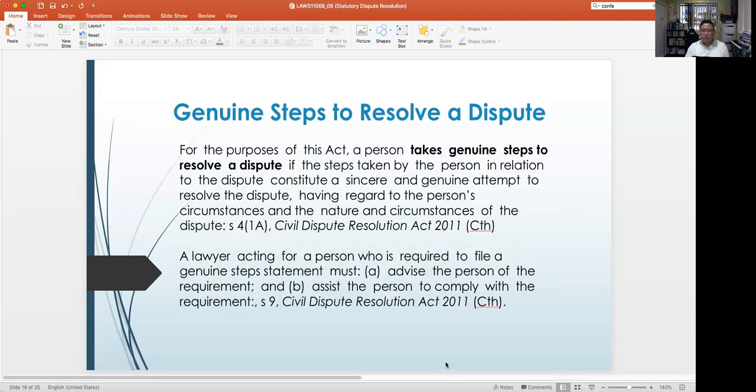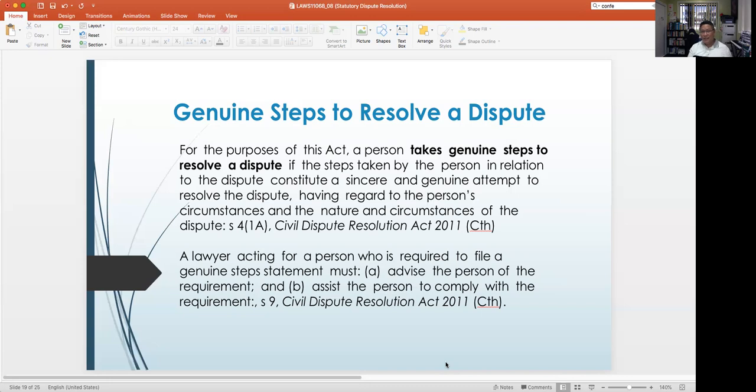Okay, let's go back to the question about genuine steps to resolve a dispute. Under Section 4(1)(a) of the Civil Dispute Resolution Act of 2011, Commonwealth, for the purposes of this Act, a person takes genuine steps to resolve a dispute if the steps taken by the person in relation to the dispute constitute a sincere and genuine attempt to resolve the dispute, having regard to the person's circumstances and the nature and circumstances of the dispute.